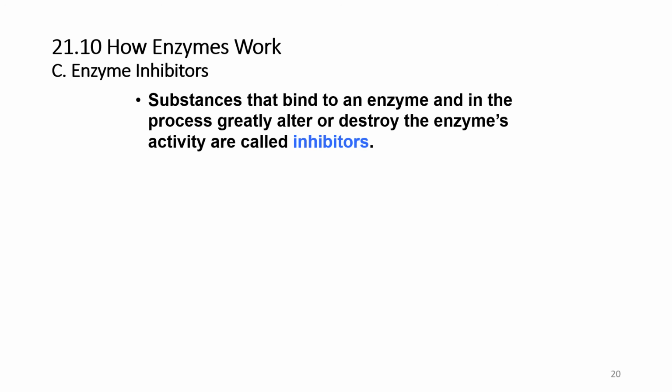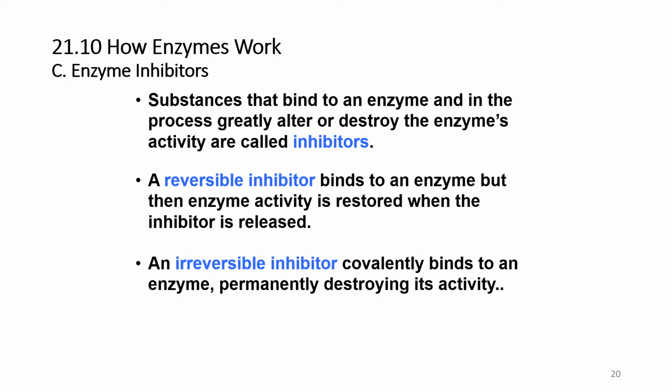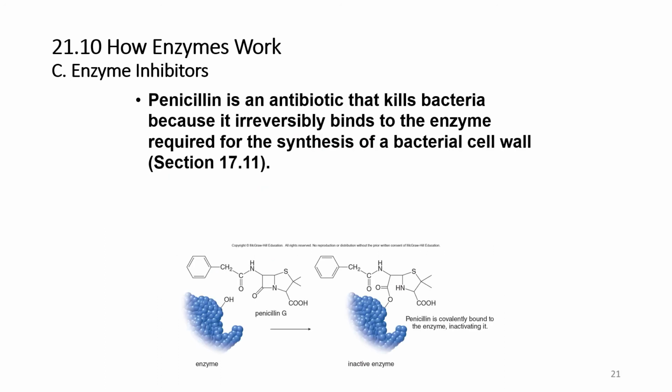So we can have other substances that bind to enzymes and alter or destroy the enzyme's activity, and these are called inhibitors. If we have a reversible inhibitor, when it binds to an enzyme, it inhibits that enzyme's activity, but it can disconnect itself from the enzyme, and once that inhibitor is released, the enzyme activity is restored. Okay, so this is reversible. Irreversible inhibitors covalently bind to that enzyme and permanently destroy its activity. So there's no reversibility here. Once an irreversible inhibitor binds, that enzyme is out of commission.